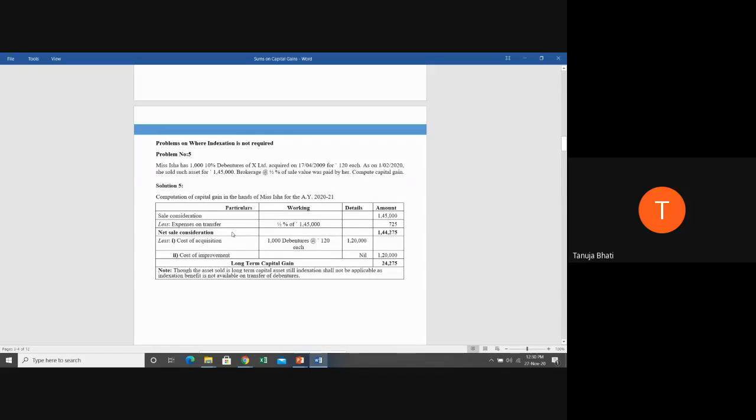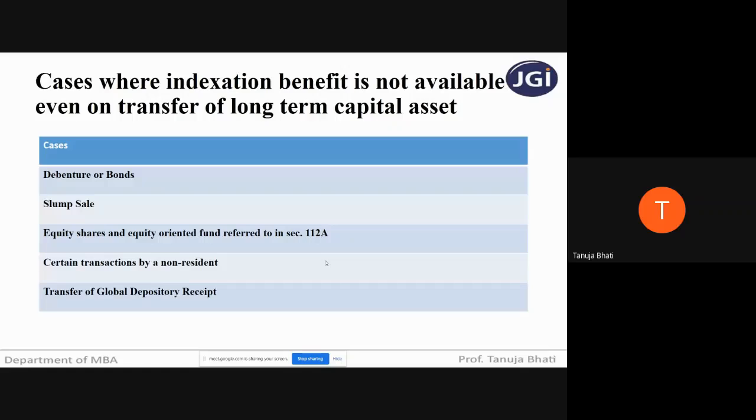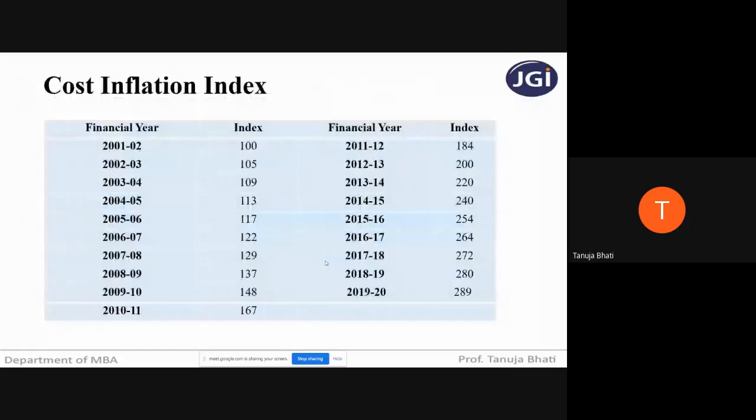So students, have you all understood both the concepts properly? The first concept is where indexation is not required, and the second concept is deemed or notional cost of acquisition. Have you all got that? Yes, ma'am. Okay. In tomorrow's class, in the next lecture, we will be seeing the sums on insurance claim and conversion of capital asset into stock in trade.